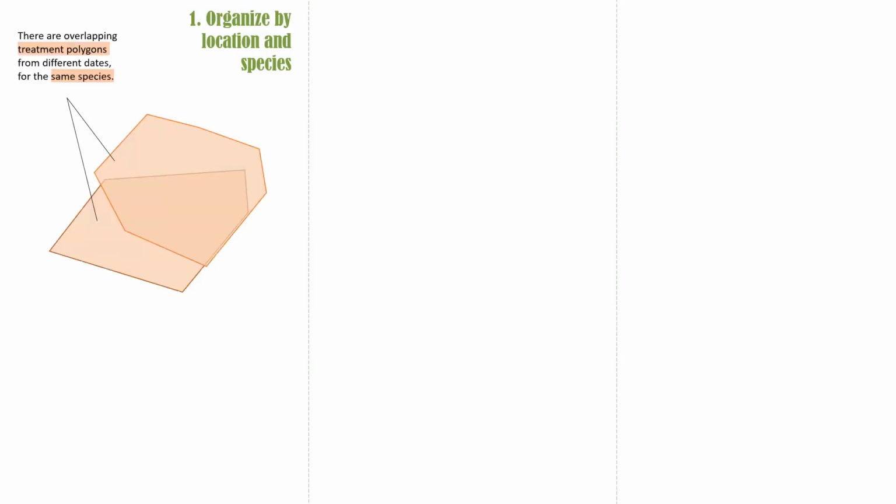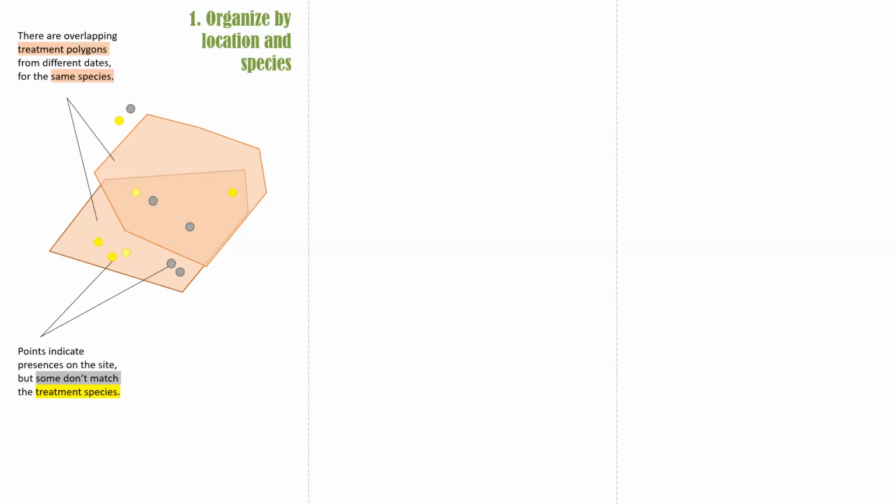Okay, so the map creation process. The first thing that we want to do is organize by location and species. What do I mean by that? When making the map, all of the spatial units of analysis flow from the treatment polygons themselves. So here we have two overlapping treatment polygons, and I've made them the same color so you can see that they're the same species.